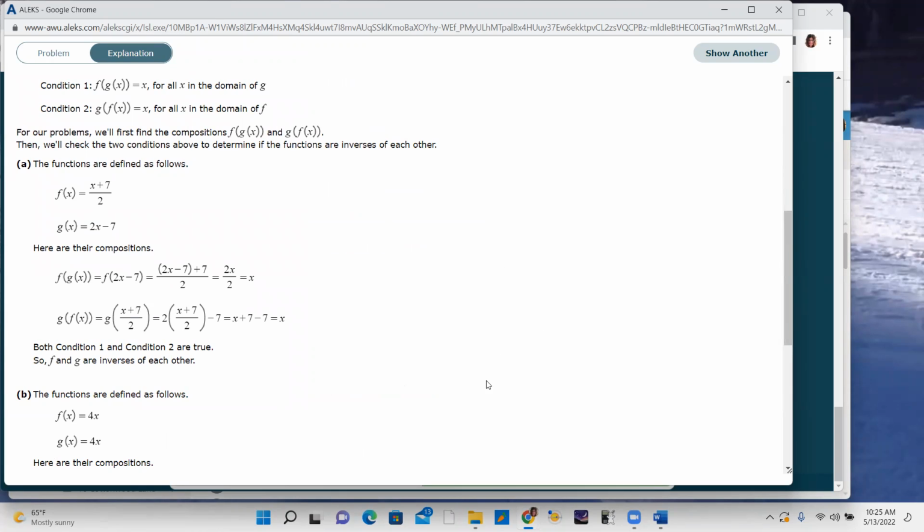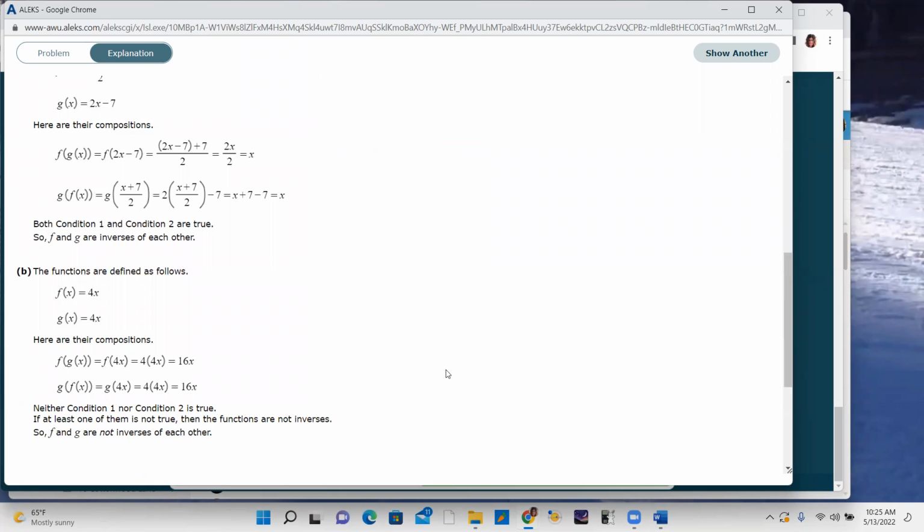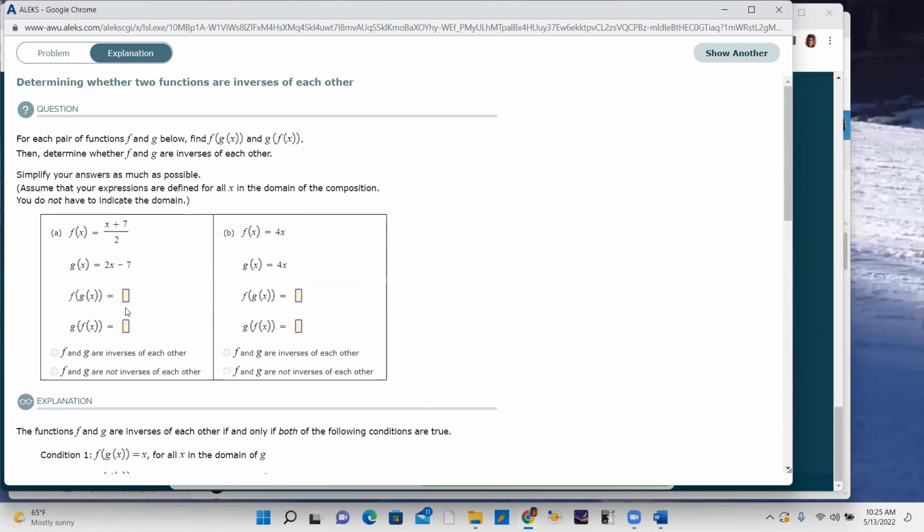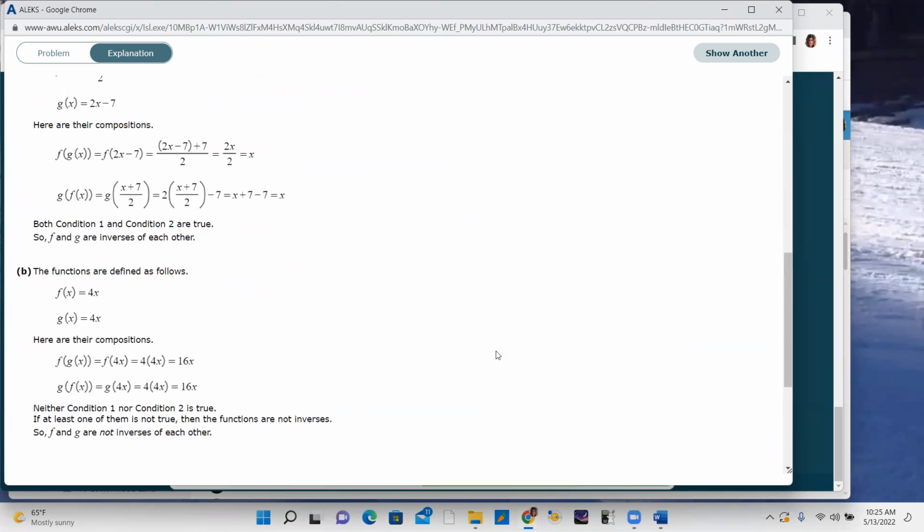There's the first one. And here's the second one. And again, as soon as you see one does not give you x, you know they're not inverses. It might ask for the, oh, it asks you to find them anyway. So you have to find them both.